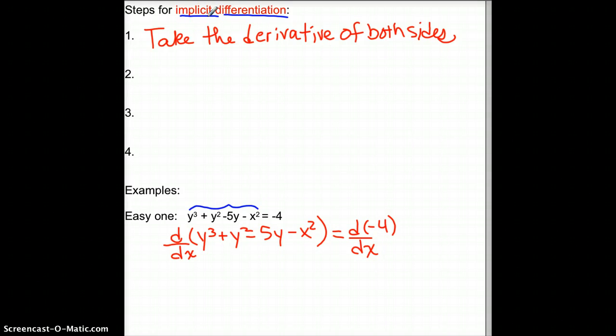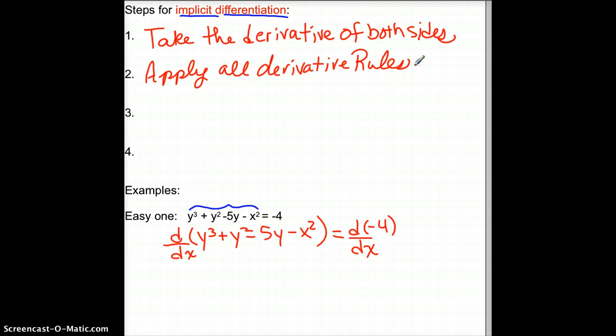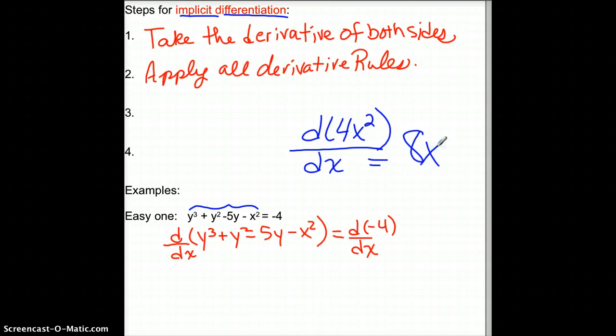Once I've done that, I'm going to apply all derivative rules that are necessary, and actually any pre-algebra, algebra rules, and that kind of stuff. Now, keep in mind that when you take the derivative of, say, 4x squared, you don't need to write "with respect to x", we just say, well, that's 8x. We use the power rule.